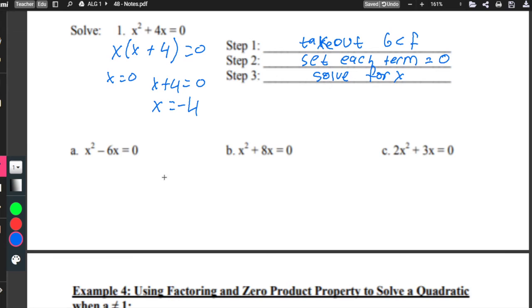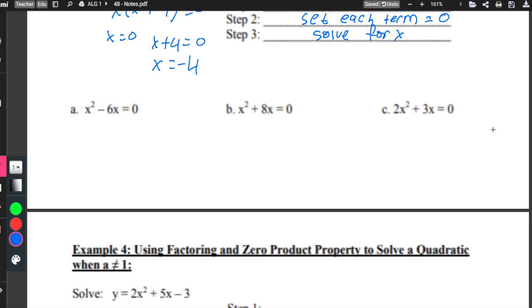Take the next couple minutes to work on these. You should just follow the exact same thing we did up above. And I'll go over the answers once you're done. Oh, that'll take a couple minutes.